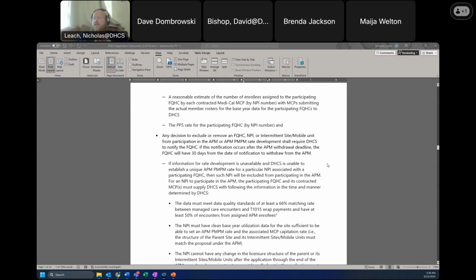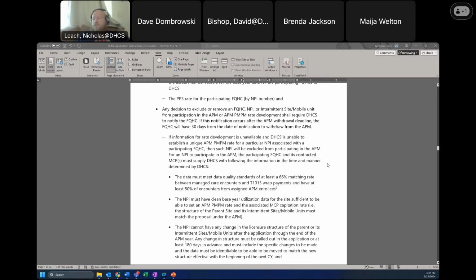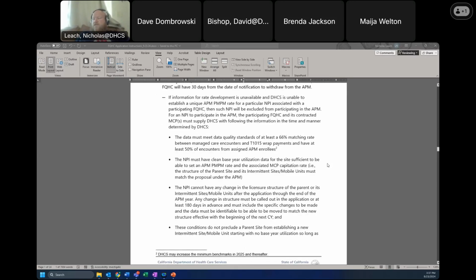Any decision to exclude or remove an FQHC NPI or intermittent site / mobile unit from participation in APM or APM PMPM rate development shall require DHCS to notify the FQHC. If this notification occurs after the APM withdrawal deadline, the FQHC will have 30 days from the date of the notification to withdraw from the APM. If any information for rate development is unavailable and DHCS is unable to establish a unique APM PMPM rate for a particular NPI associated with a participating FQHC, then such NPI will be excluded from participating in the APM.